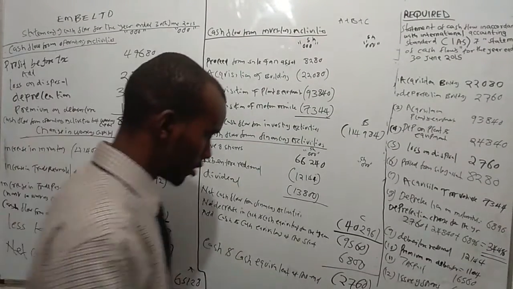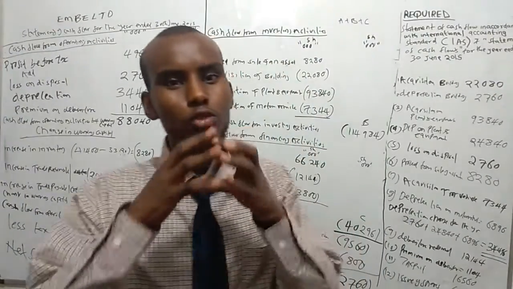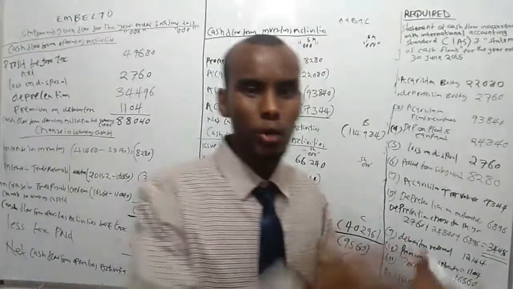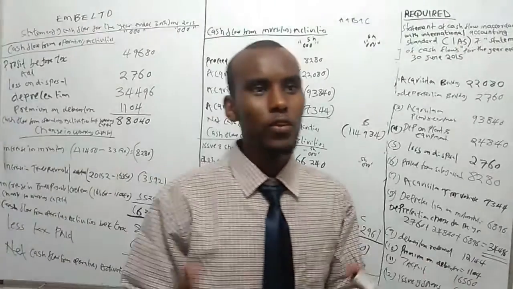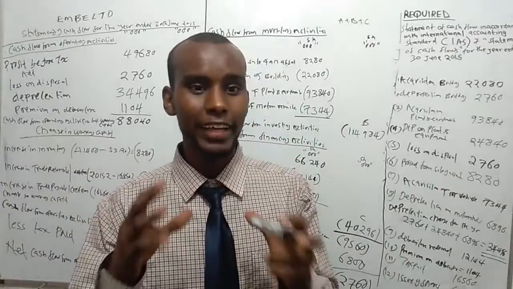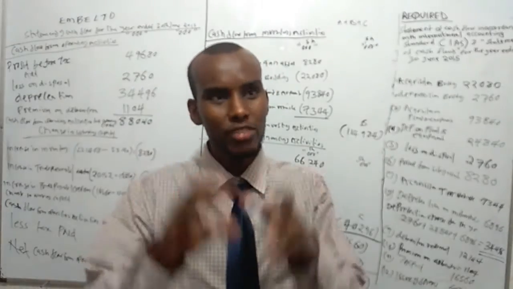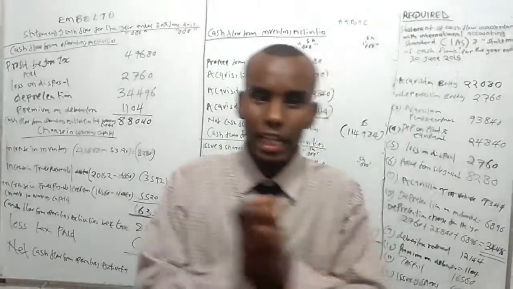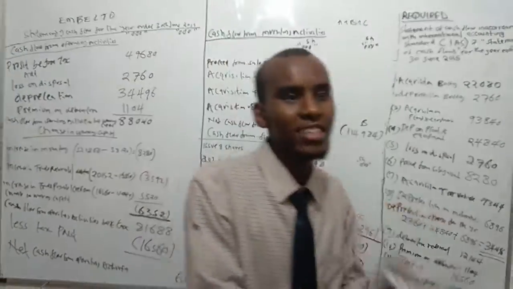Now that is all about this question. If you follow the workings very well and show the correct workings, then this is very easy. So that's how we show the cash flow statement under the indirect method. We only group the activities into three: cash flow from the operating activities, cash flow from the investing activities, and also the cash flow from financing activities.